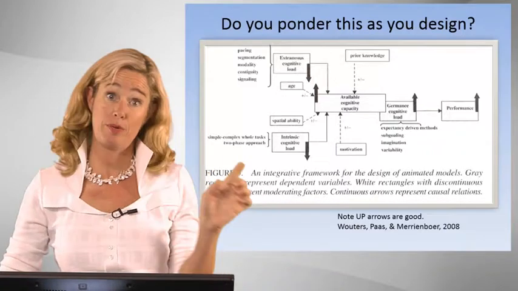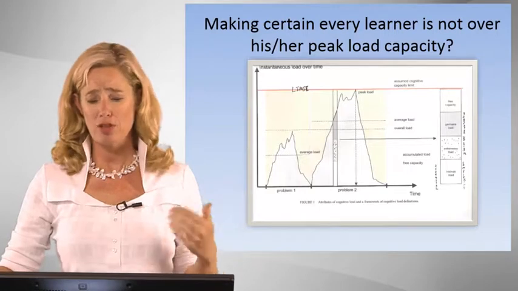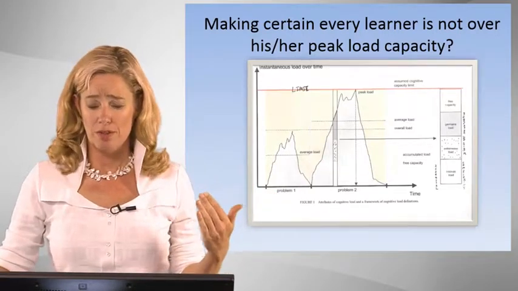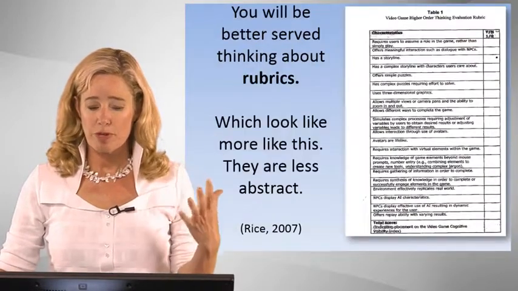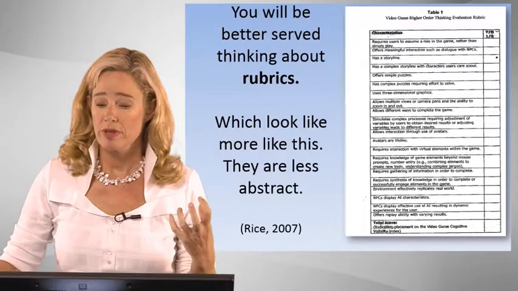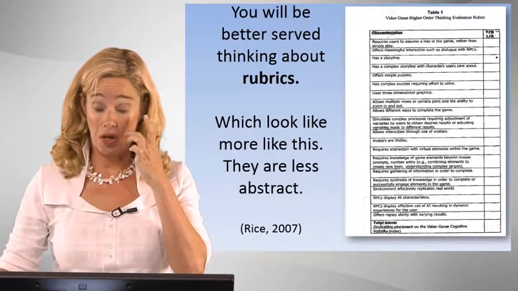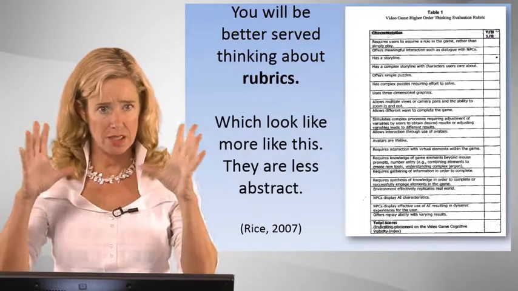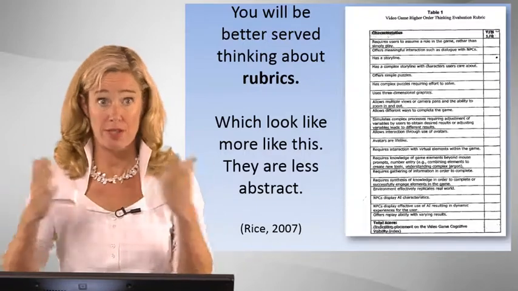I don't think you think that way when you're designing. And I don't think you think this way either. Let's make certain that every learner has not overreached his peak capacity load. Maybe you do, though. I think that as designers, we're better served by thinking with rubrics, right? So this is a rubric from 2007 on video game higher order thinking skills. So it's very simple. It's not abstract. You get a 0 or a 1 if you hit these categories.